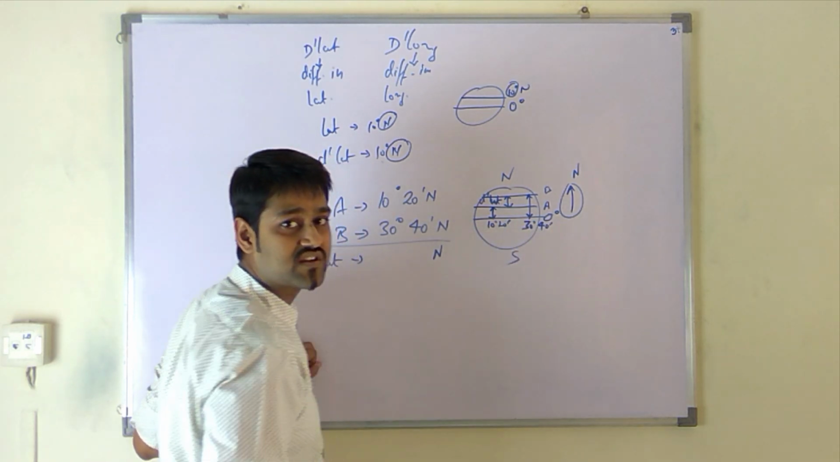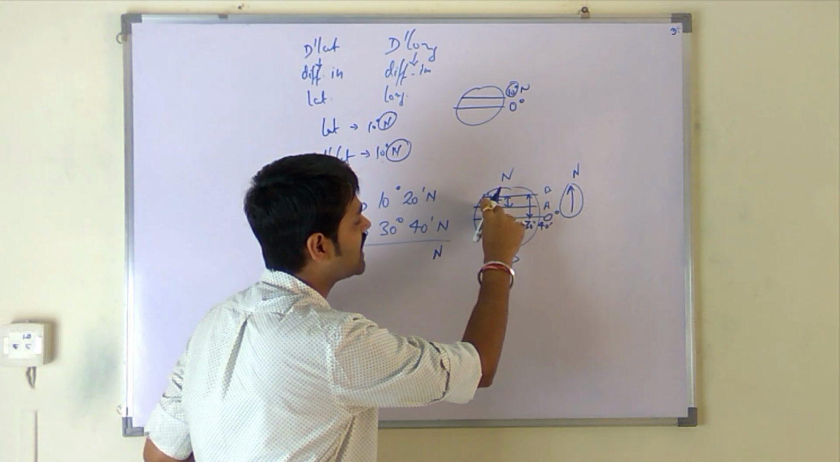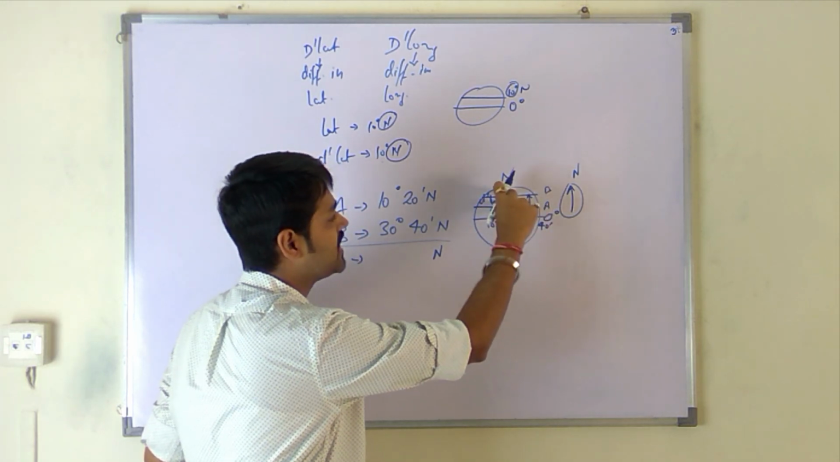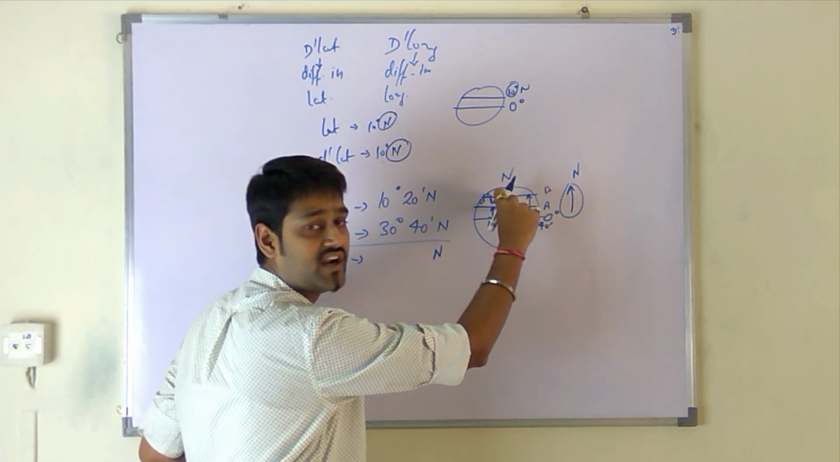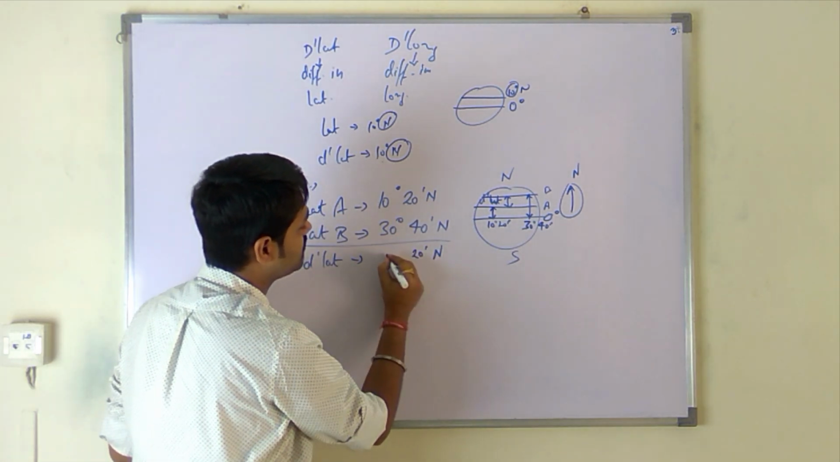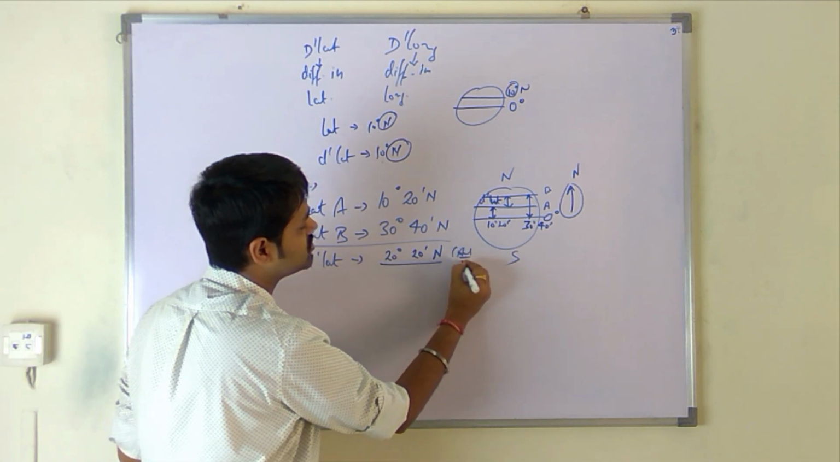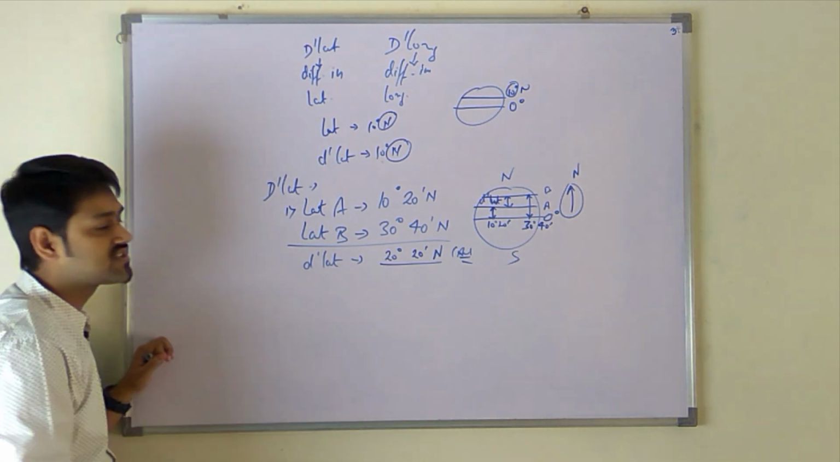So from this figure it is clearly indicative that for calculating this, you have to subtract this value from this value, and then you will get your required DLAT magnitude. So you do the same here. 40 minus 20 will give you 20, 30 minus 10 will give you again 20. So now 20 degrees 20 minutes becomes your answer for DLAT. I hope this sum is clear to you.